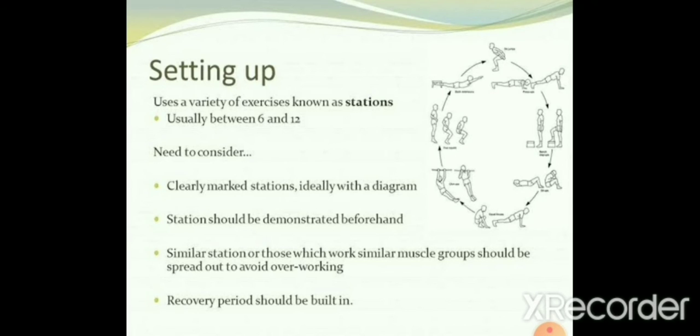The total number of circuits performed during a training session depends on the training level of the sports person. If they are a beginner, then the number of circuits may be 1 or 2, and if they are advanced, then the number may be increased to 6.